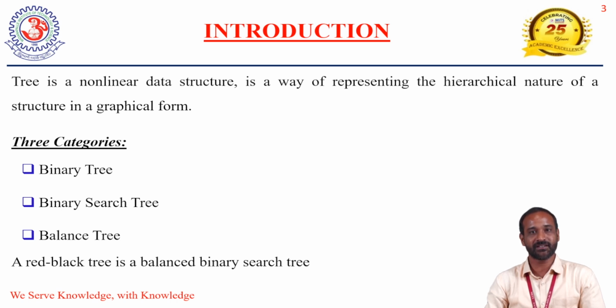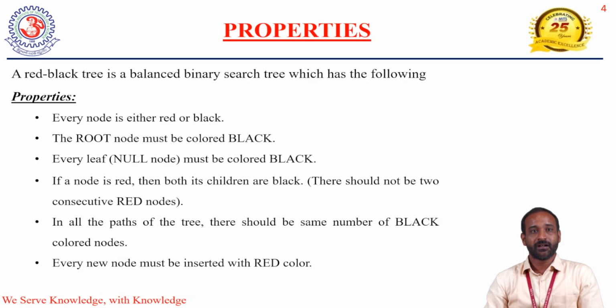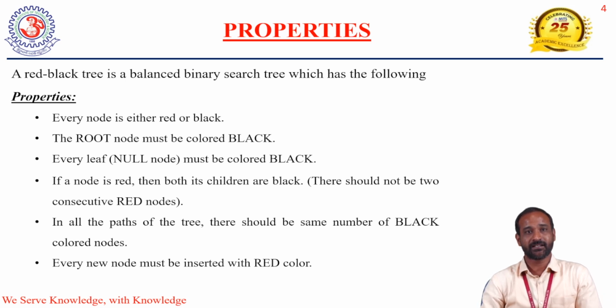Here we are using the binary search tree property to balance the tree with the help of the red-black tree concept. Here the color concept is there. A red-black tree is a balanced binary search tree, which, as we have already discussed, has the following properties. Every node is either red or black. This red-black tree consists of six properties, and according to these properties, we can do either insertion or deletion, or both.